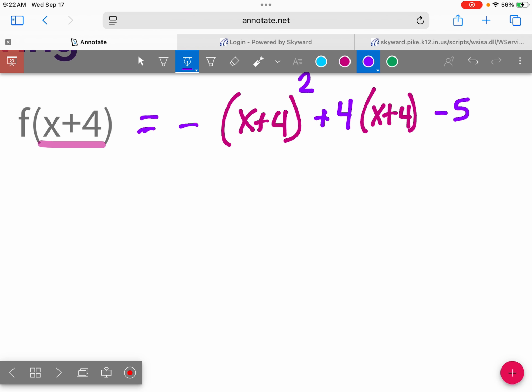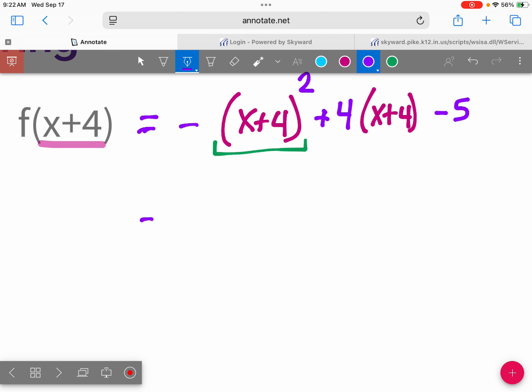So when we substitute that x plus 4 in place of the x, we get a statement like this. This one is going to take us more steps to simplify. Because what can we do to try and simplify this? What are we going to do first? The square. Let's deal with that exponent first.